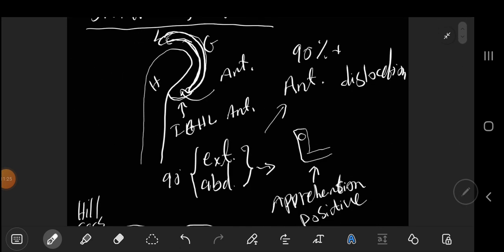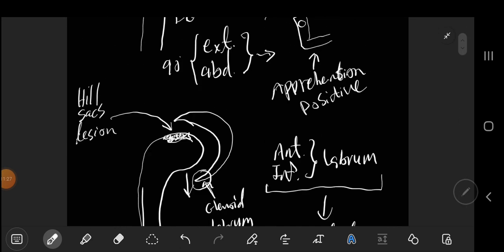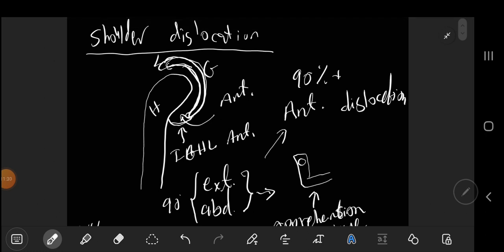So this was about shoulder dislocation, with special focus on the most common site and most common option for dislocation, which is the anterior shoulder dislocation.